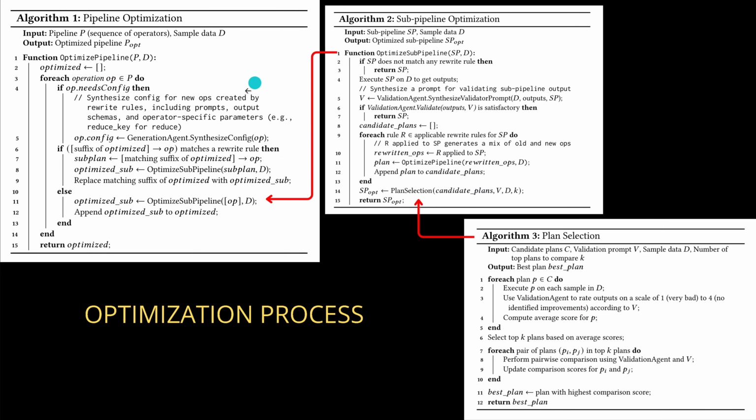If you look at the original pseudocode, here we go. This is our optimization process. At first we start off with the pipeline optimization. Then we select, of course, sub-pipelines. We optimize those sub-pipelines. Here you see algorithm 2 for the sub-pipeline optimization. And if we have a plan selection, this is algorithm 3. So you get the idea.